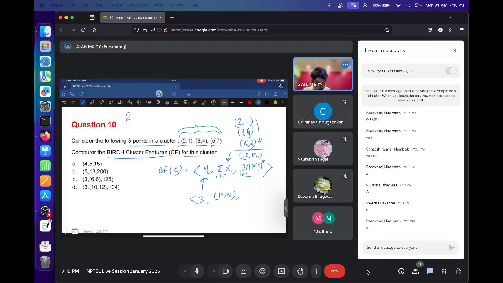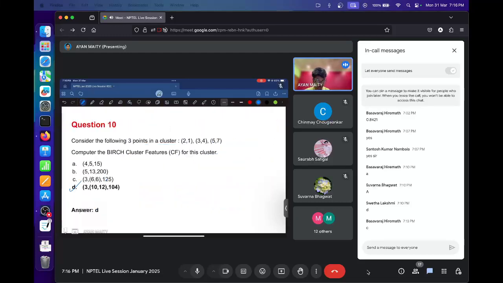Third one is the squared sum. Squared sum basically means 2 square plus 1 square for the first point, plus 3 square plus 4 square for the second point, and for the third point it is 5 square plus 7 square. If you square and add these, it would be, I think, 104. So this is the correct answer: 3, (10, 12), 104. This is how you compute BIRCH cluster features for a given cluster. So option D is the correct answer.